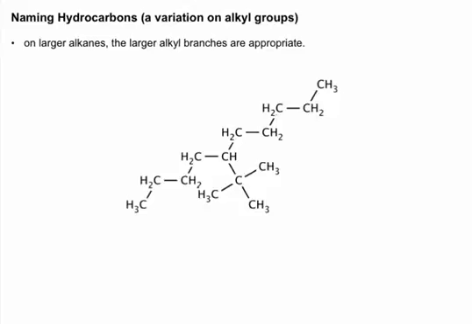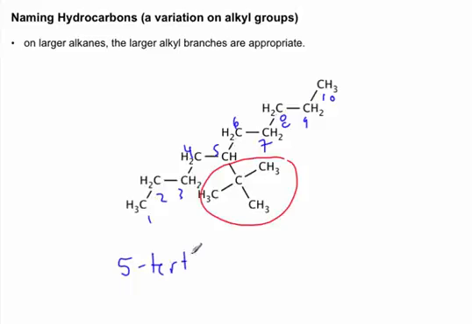Here's the last example. Again, there's my branch, and that is a tert-butyl branch. And I have a 1, 2, 3, 4, 5, 6, 7, 8, 9, 10 carbon parent molecule, so that it becomes 5-tert-butyldecane, for 10 carbons on the parent molecule. So 5-tert-butyldecane.